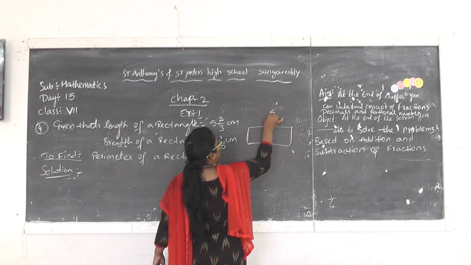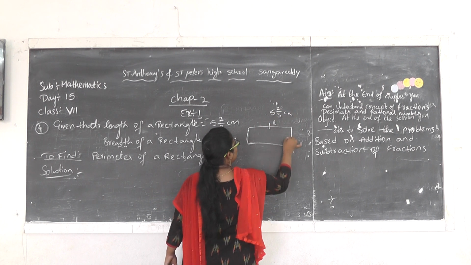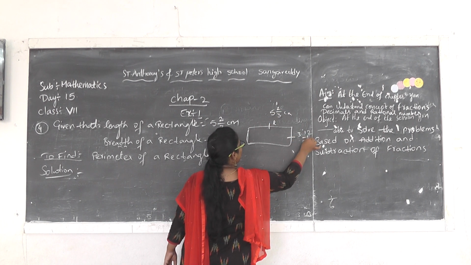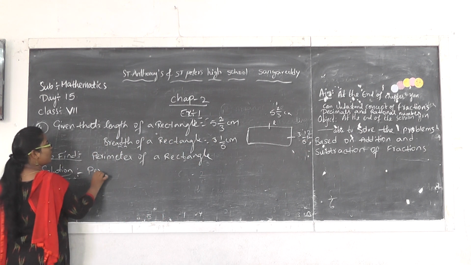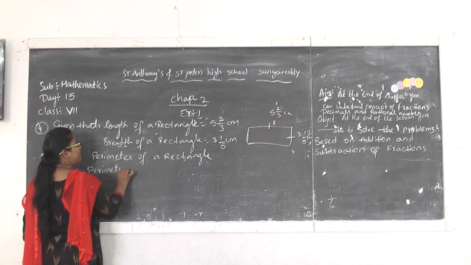Length is 5 2/3 centimeters. Breadth is 3 1/5 centimeters. We should find the perimeter of the rectangle. What is the perimeter of rectangle formula?